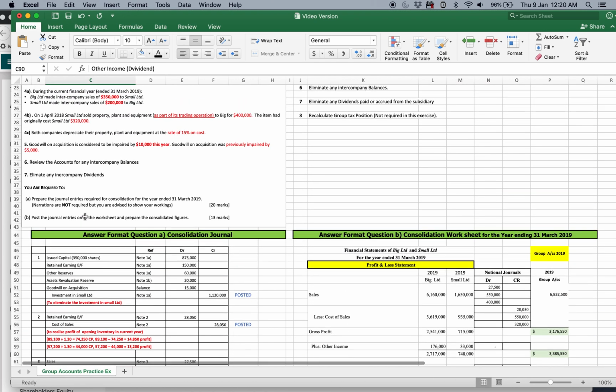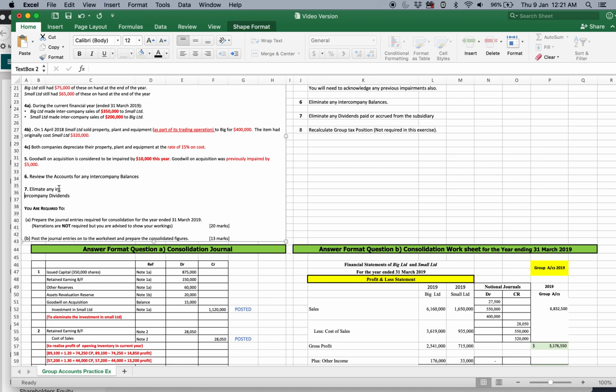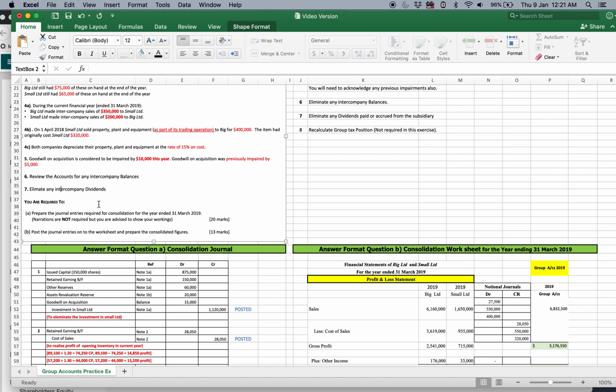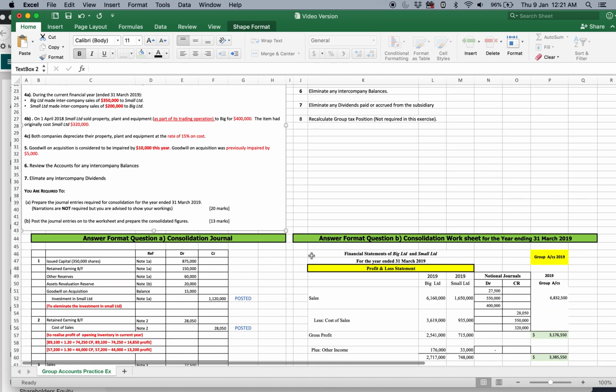Wow, last one, number 7. Okay, eliminate any intercompany dividends. Again, you should see these in the accounts. Because Big Limited owns 100% of Small Limited, any dividends paid would go to Big Limited. That's straightforward. Don't worry about dividends Big Limited pays, because that's to other people. So it's only the dividends paid by the subsidiary that we need to worry about.